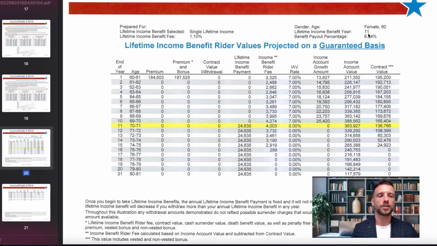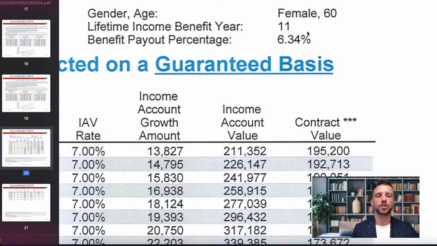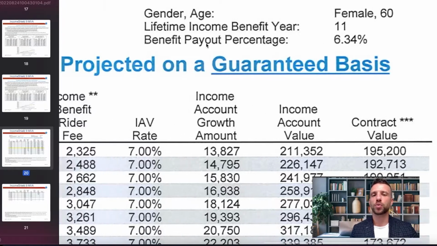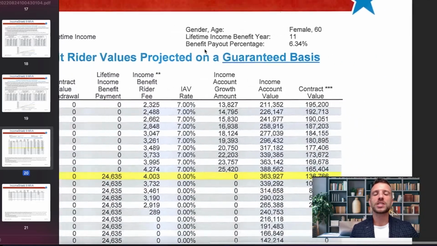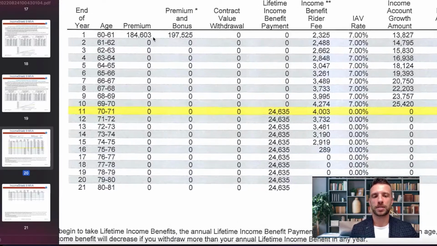That is what we're seeing on this page here. Now, first of all, we see a benefit payout percentage. That percentage is usually higher or lower dependent upon your age. It's lower if you start the income earlier or younger, and it is higher if you start the income later or when you're older. In this case, if the client starts this income at about 70, it's 6.34%. So it's going to be 6.34% of whatever her income base is.